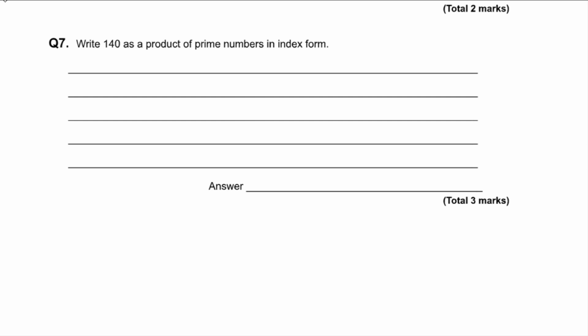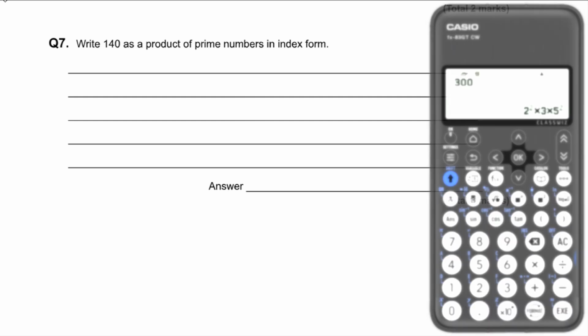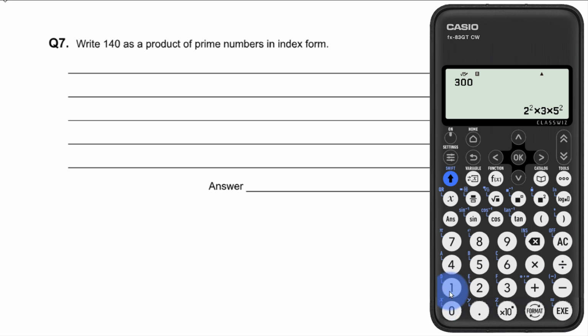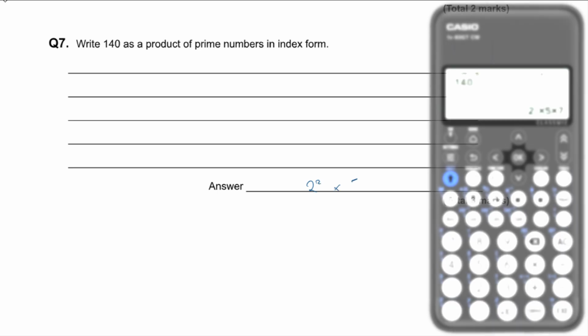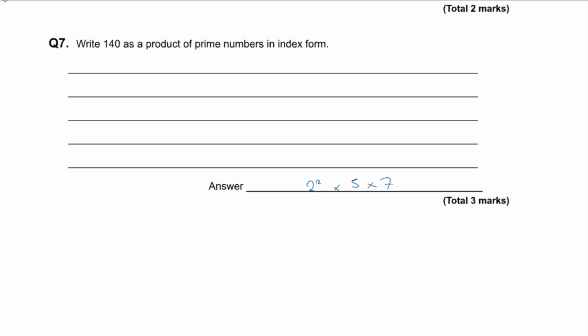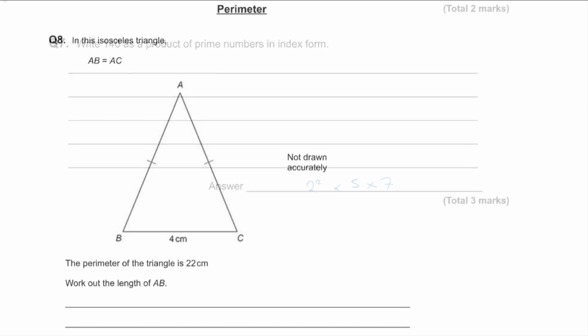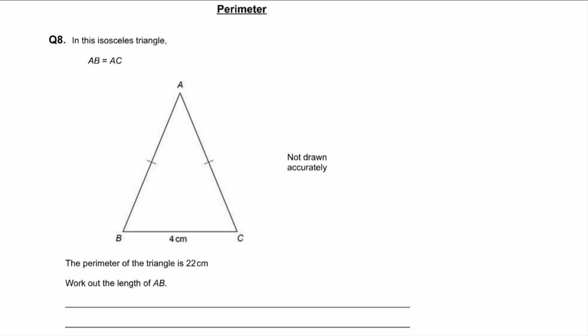I'm just going to press 140 and then execute, and then I'm going to press the format key and then turn it into a product of primes. Okay, if you don't have this newer calculator, just use the fact key again. Now you can see it's already given it to me here in index form. I just need to copy down what's on the screen for 3 whole marks. So that's just 2 squared times 5 times 7 for a quick tap onto the calculator. Very nice. Okay, on to the next section, which is perimeter.